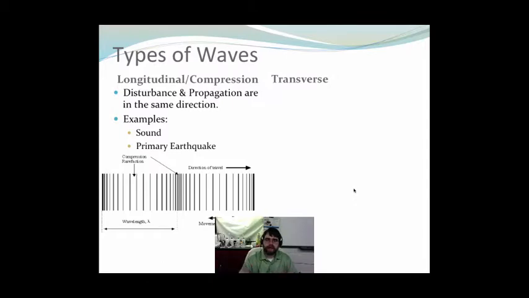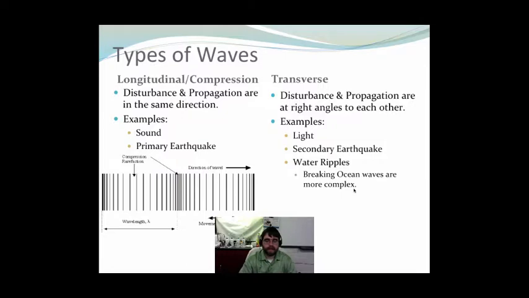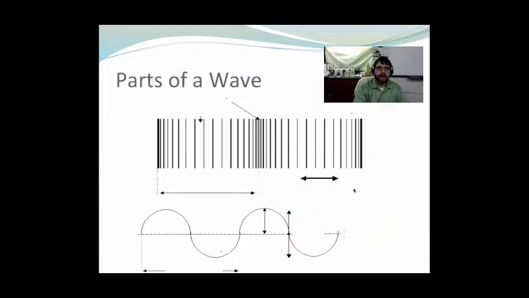So the other type of wave is a transverse wave, and here the disturbance is up and down while the wave motion is still side to side, or at least that they're at right angles to one another. It could be that the disturbance is side to side and the motion is up and down, but the two are at right angles to one another, whereas with the longitudinal or compression waves, they are parallel to one another. Examples of this include light and secondary earthquakes and water waves way out in the ocean again, and here this is kind of your stereotypical wave that you probably think of. It's a sine curve.